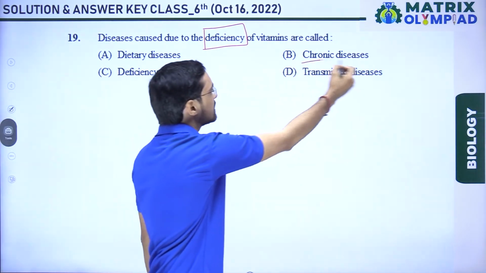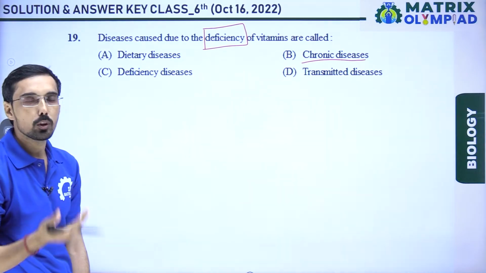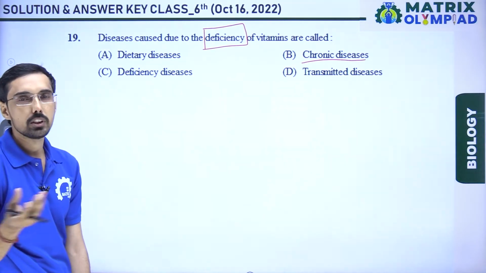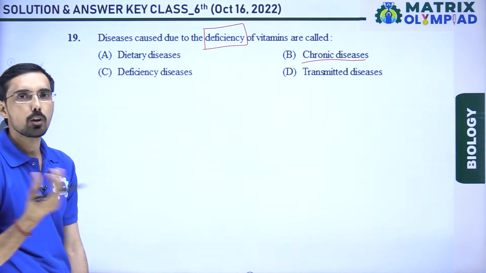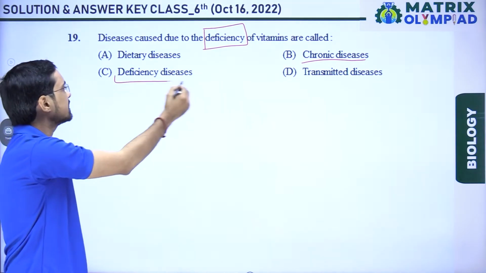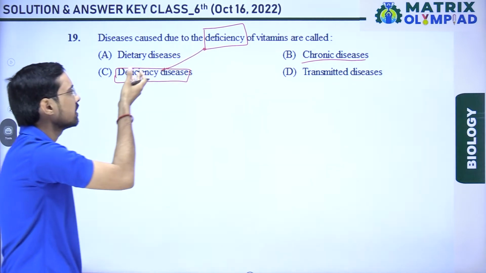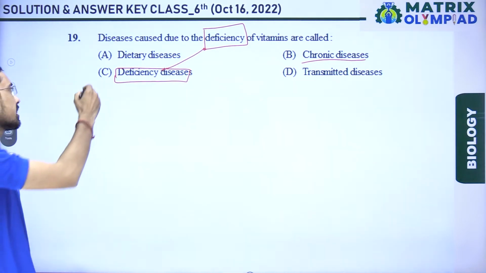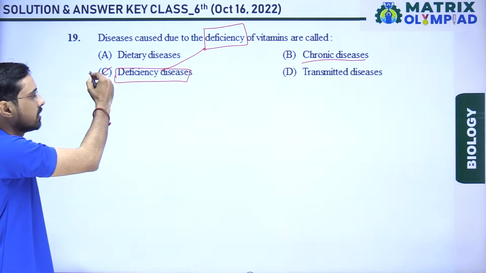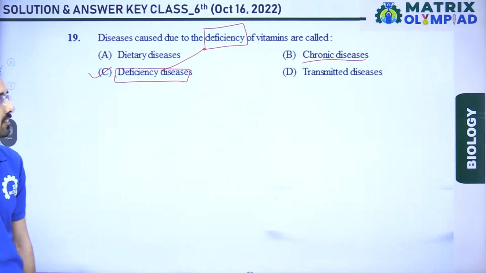Second is chronic disease. Chronic disease, as we all know, are those diseases which last for long term, like cancer. Cancer is a long term disease. It is a chronic disease. Next, move to the deficiency disease. As we all know, in the question is given, name denotes the deficiency. So most appropriate our answer will be C option, which represents a deficiency disease.